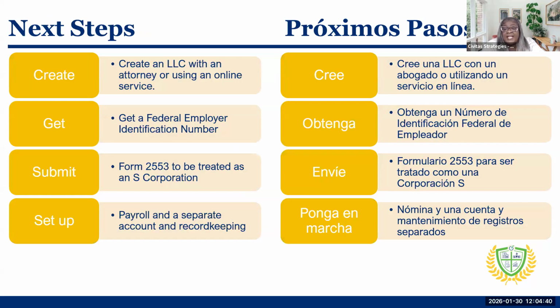So, setting up your LLC, next steps would be to create that with an attorney, get your EIN. Remember, I mentioned that there's a form that you need to fill out in order to be treated as an S corporation. If that's what you would like to do, that is Form 2553. So you're going to want to fill that form out so you can inform the IRS that you would like to be treated as an S corporation at tax time. And of course, separating your payroll if you have that, and all accounts and record keeping systems will need to be separated as well.